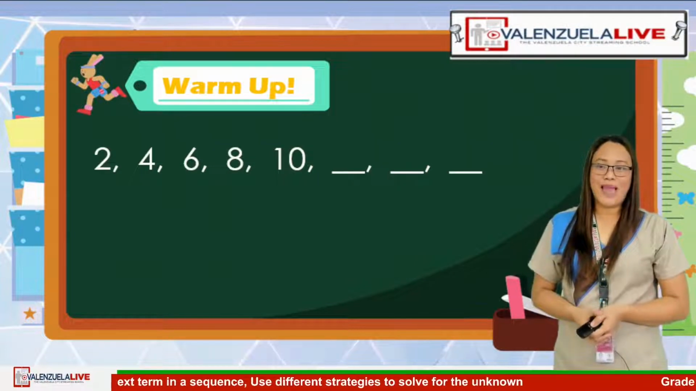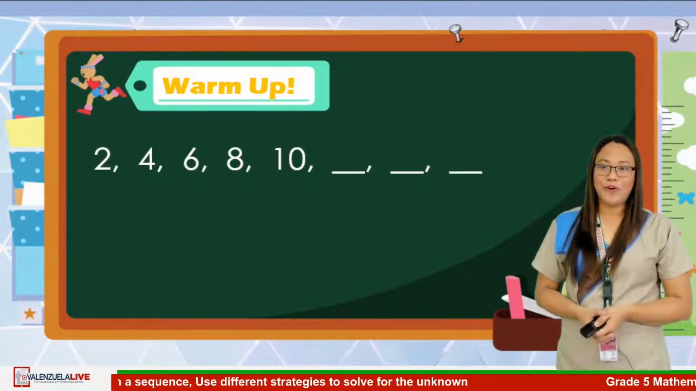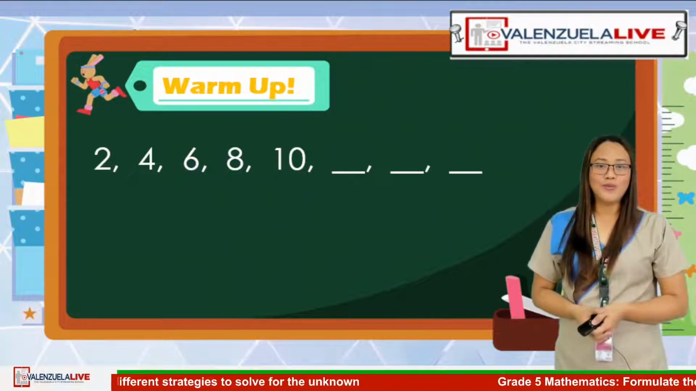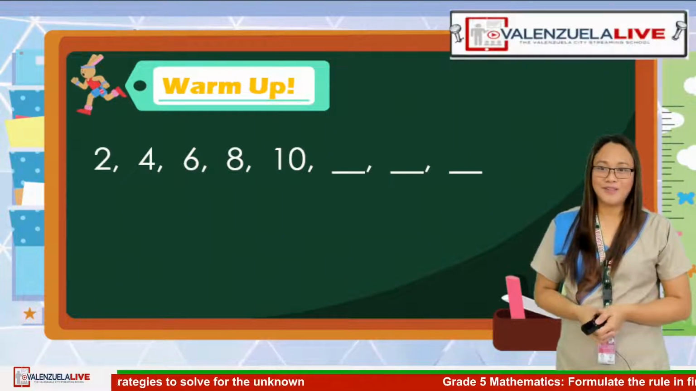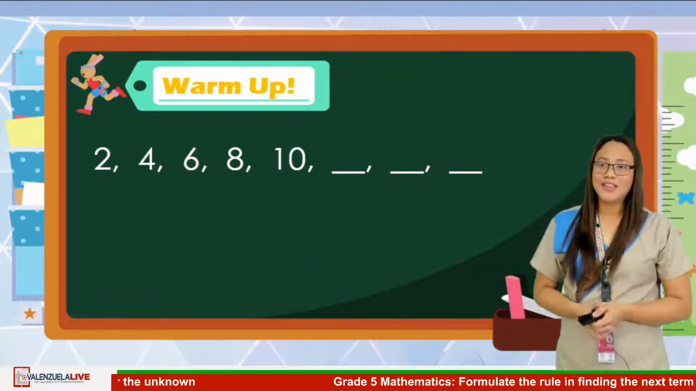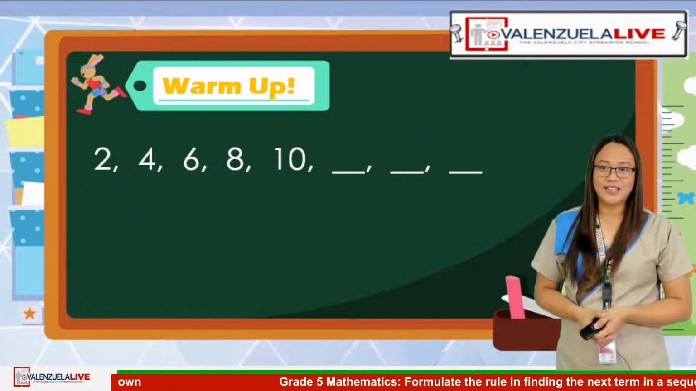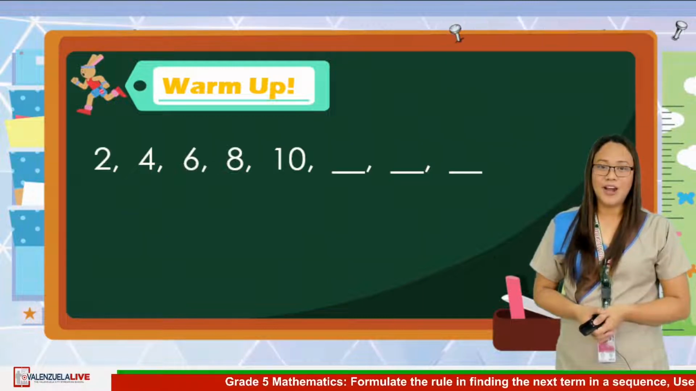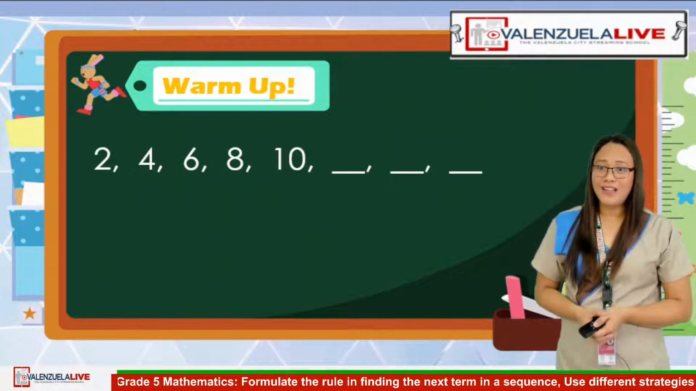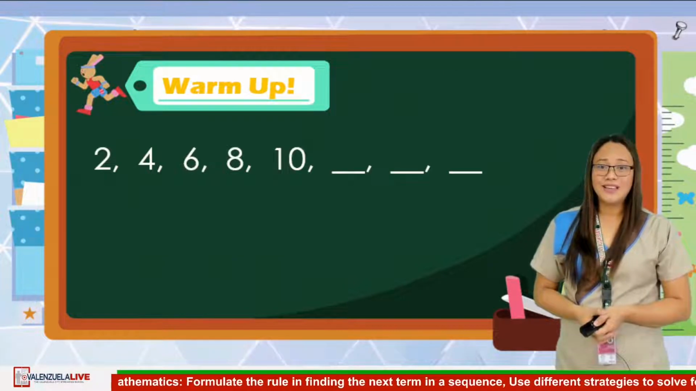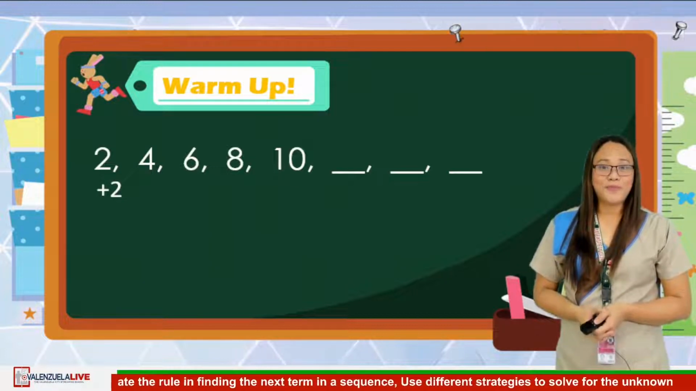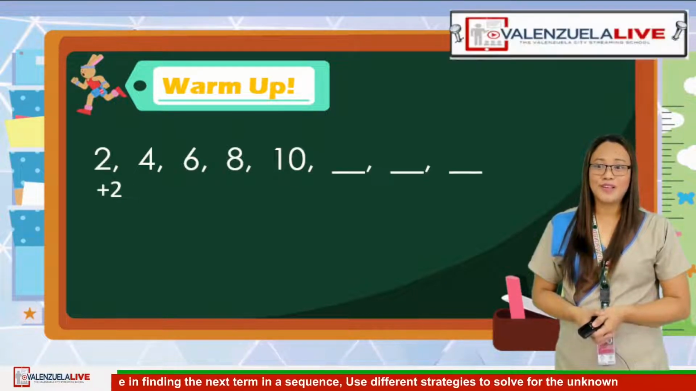We have here the pattern 2, 4, 6, 8, 10. So what will be the next number? Try to study closely the pattern. All right, did you get it? Did you get the pattern? Well, very good. All we need to do is add 2 to the previous term.